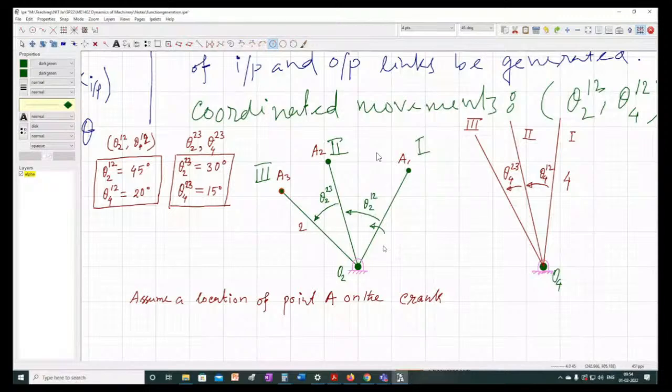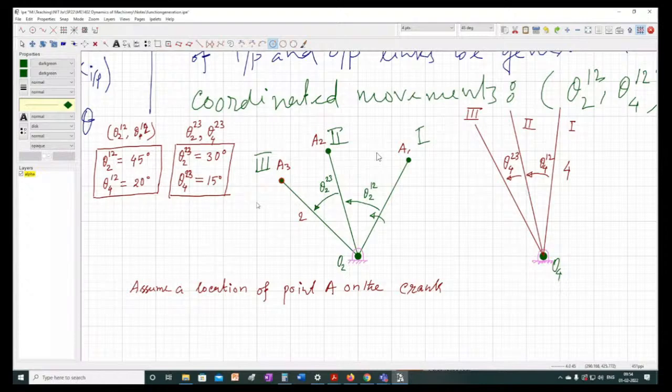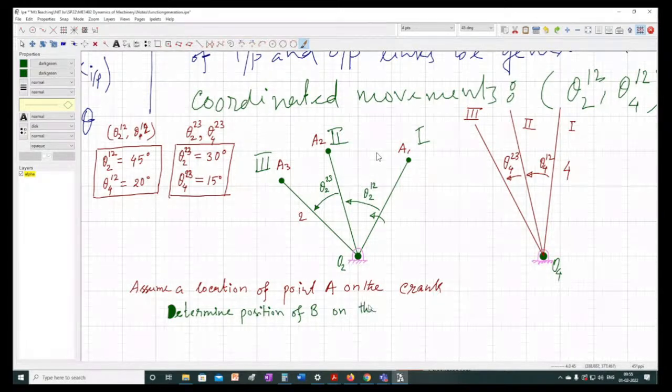So the problem is defined. A1, A2, A3 points are there. Now what is left is, we have to find out where point B is. Determine the position of B on the follower. We have to determine the position of point B on the follower. That is the problem we have to solve.